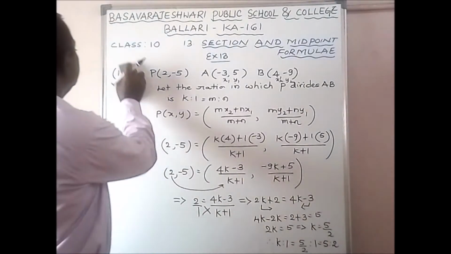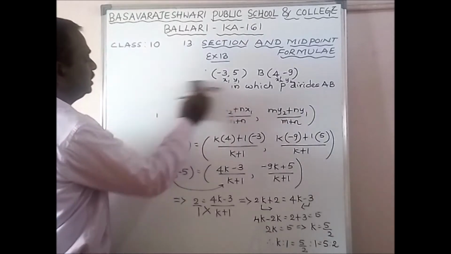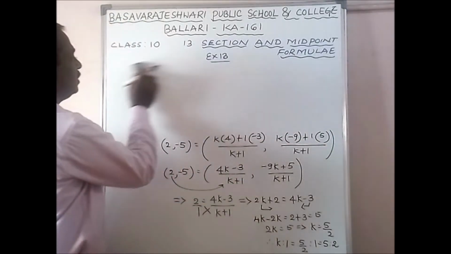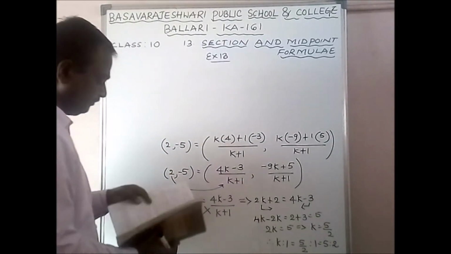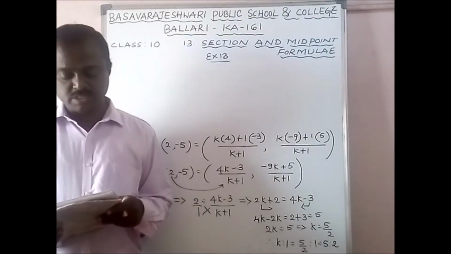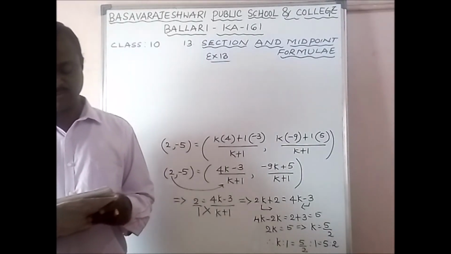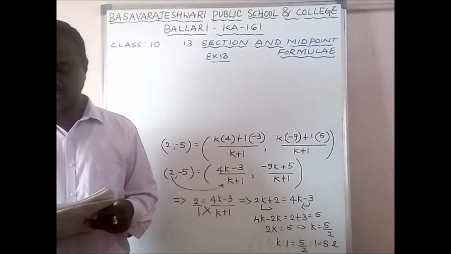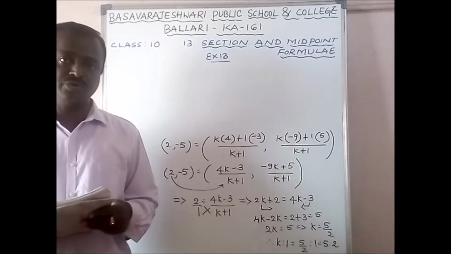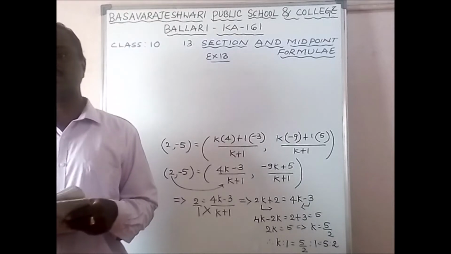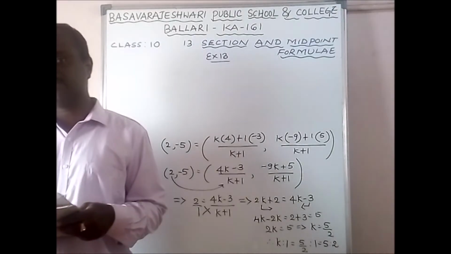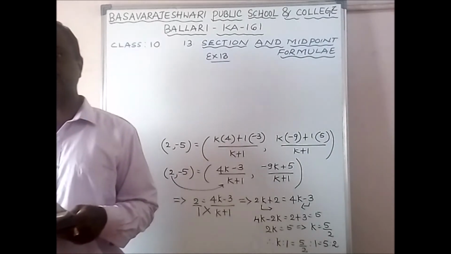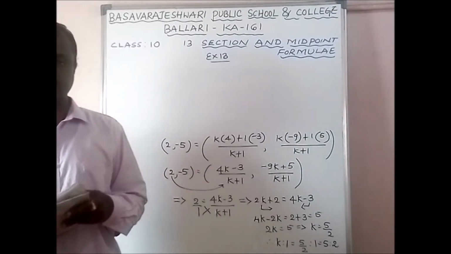Okay, now we'll move on to the next question. Question number 12. In what ratio does the point P (a, -1) divide the join of A (1, -3) and B (6, 2)? Hence find the value of a. Here also you have to find the ratio as well as the x coordinate of P. They are not given, they mention it as a. So first we have to find the ratio, then we can find the value of a.